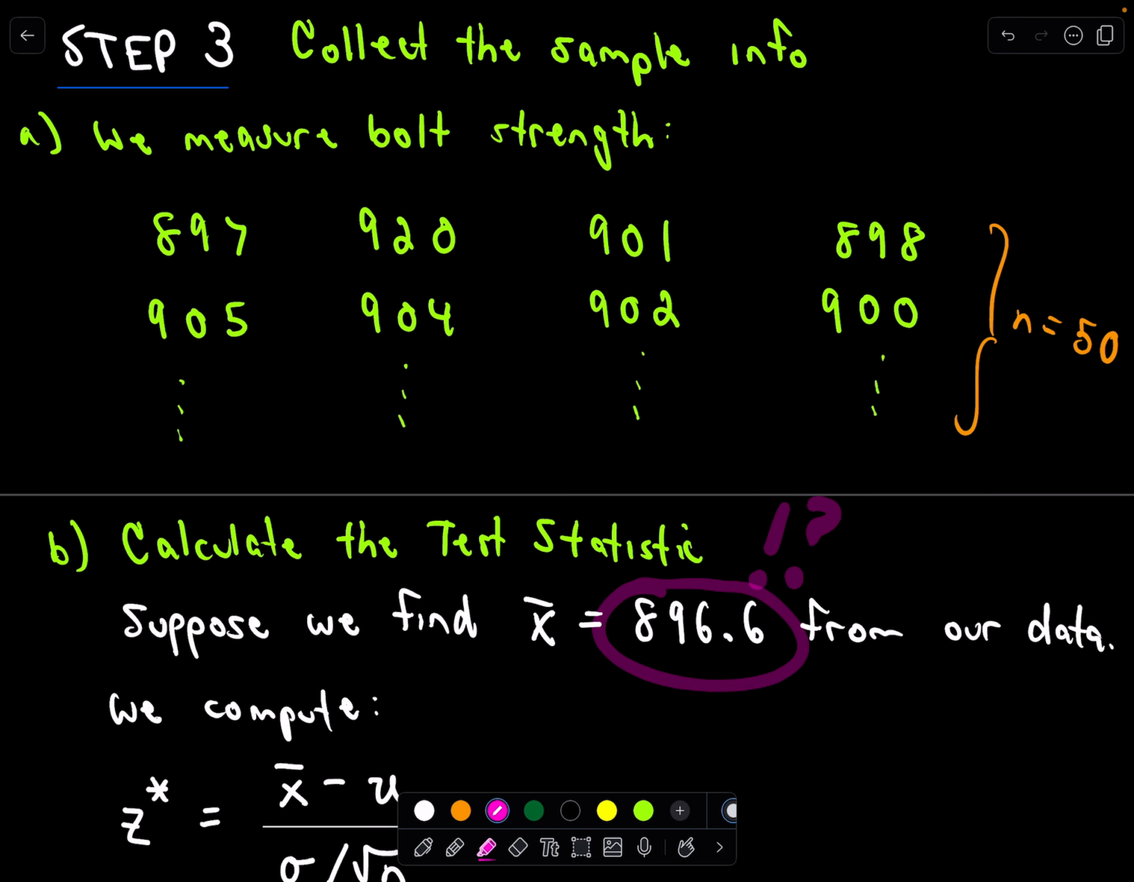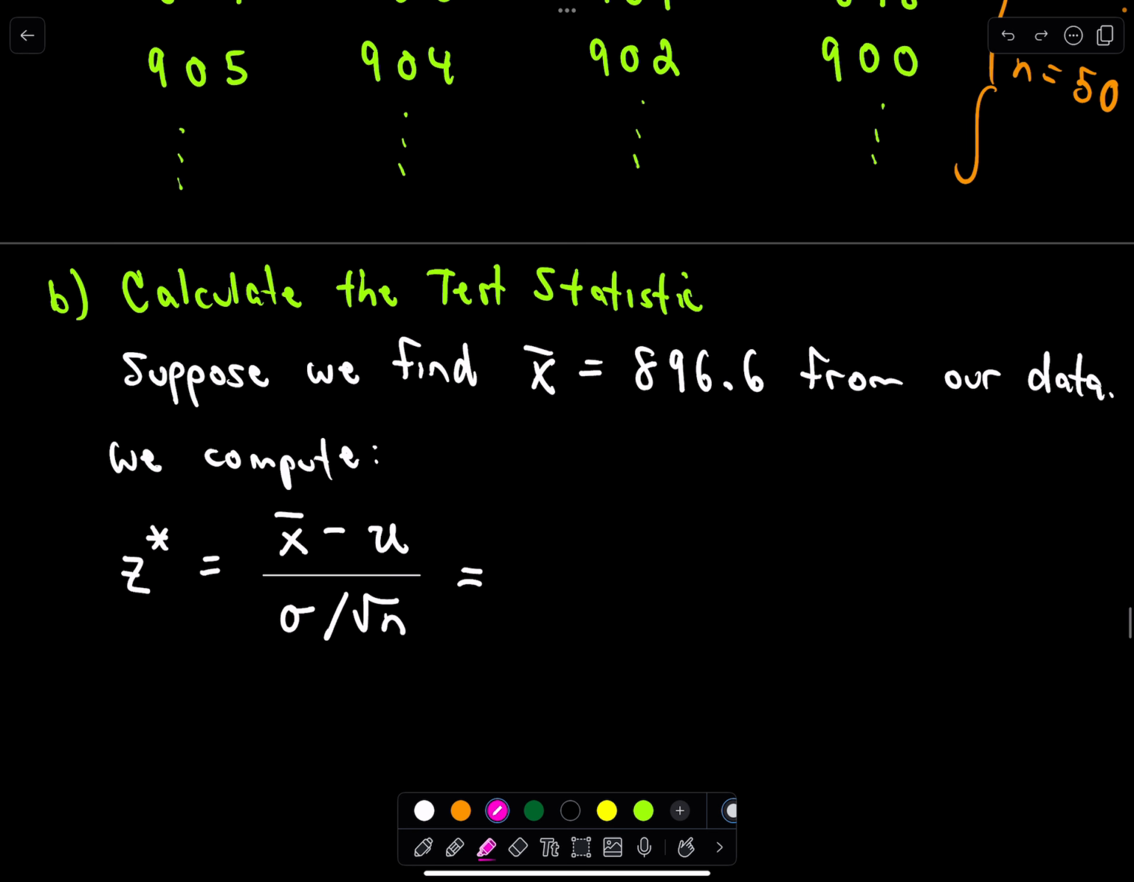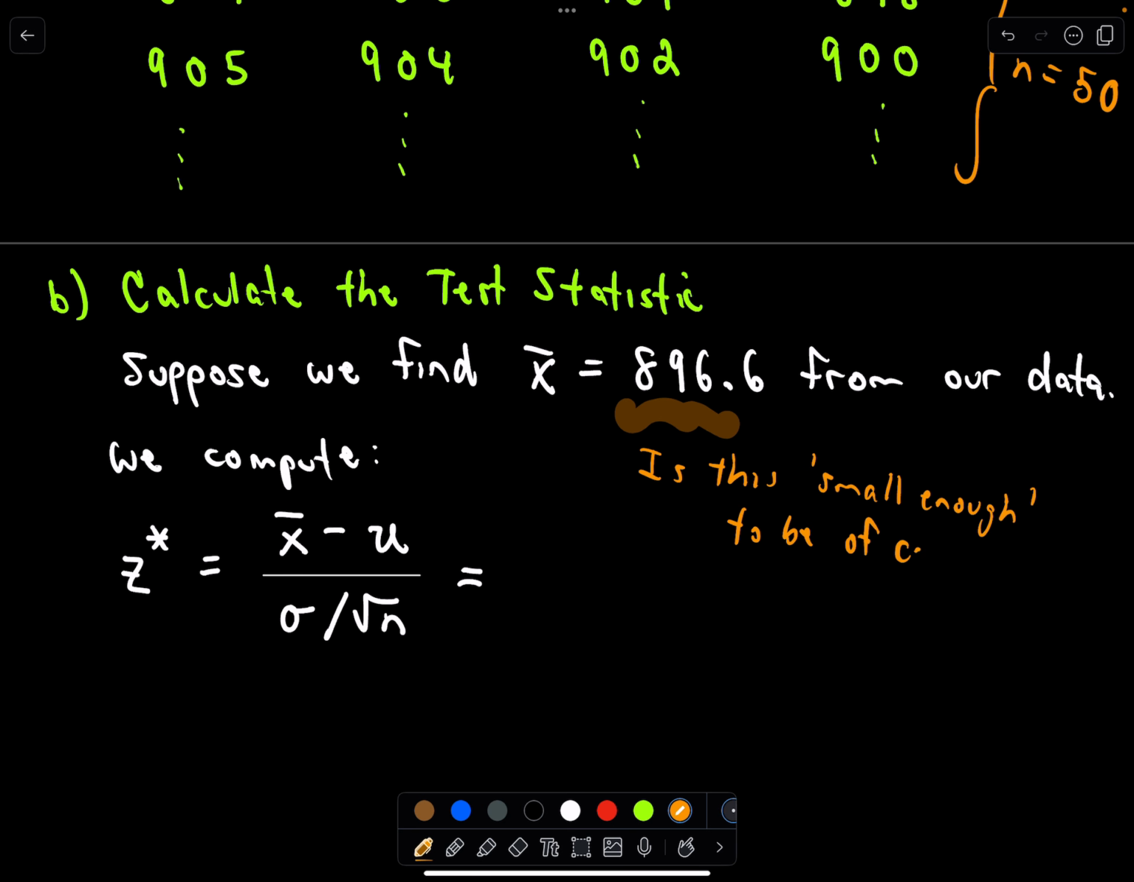I'm doing a little hand waving here. That's kind of the question with this number. Again, it's clearly less than the 900. Is this small enough to be of concern? And that's what we're going to address here. And again, that depends on your level of significance.